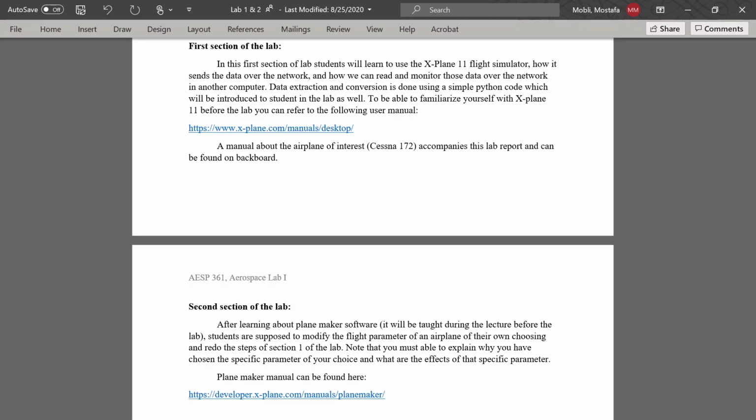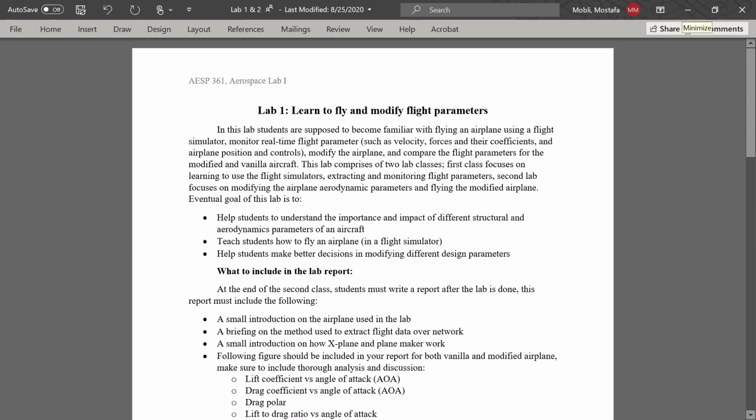So today we are going to start talking about Lab 1. First thing you want to do is to go over the lab instructions, Lab 1 and 2, and this lab instruction is already uploaded on Blackboard. You can have access to it. And Lab 1 and Lab 2 are essentially the same lab. It's just we're going to do two different things using the flight simulators.